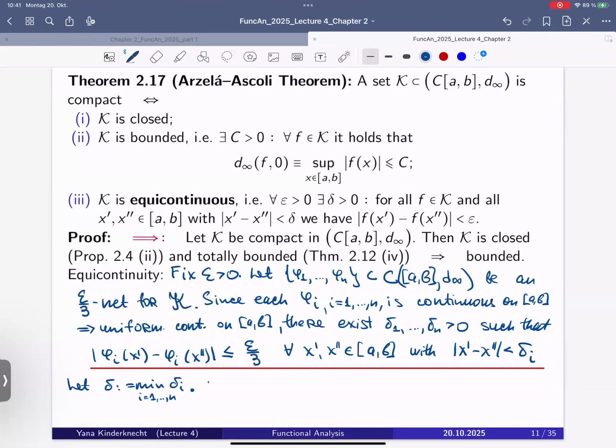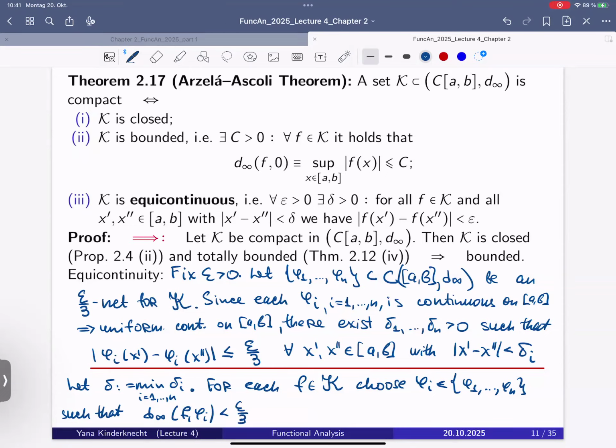Next step: for each element f of our compact set K, choose phi i from our net such that the distance between f and phi i is smaller than epsilon over 3. This is possible because this is an epsilon over 3 net for our set K.